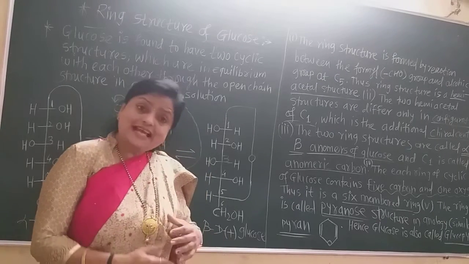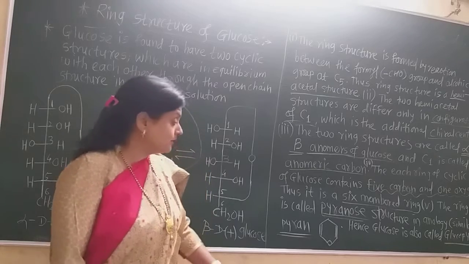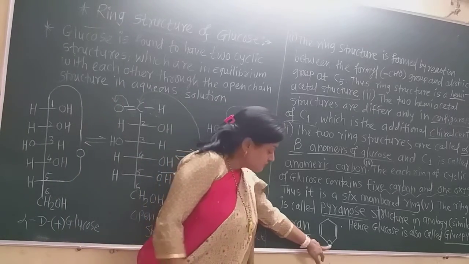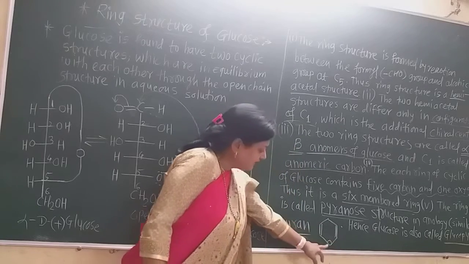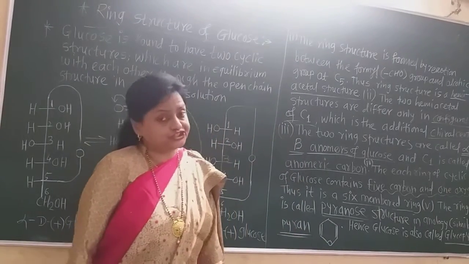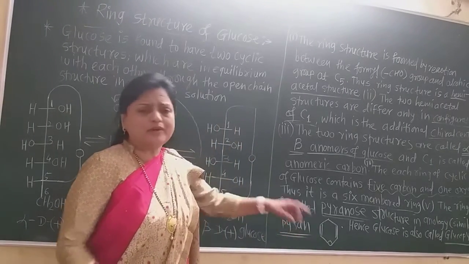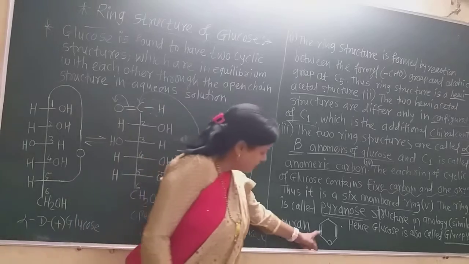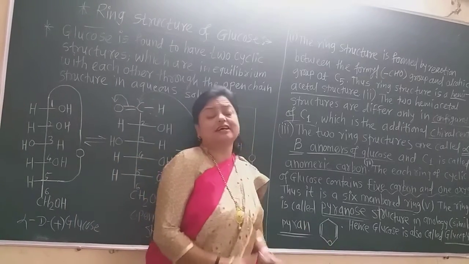Because it is analogous or similar to that of the pyran. It is a heterocyclic organic compound. We know that because the ring contains one hetero oxygen atom. So this is the pyran, and somewhat such type of ring, a 6-membered ring, with 5 carbon atoms and 1 oxygen will be there. Only these double bonds are not there.